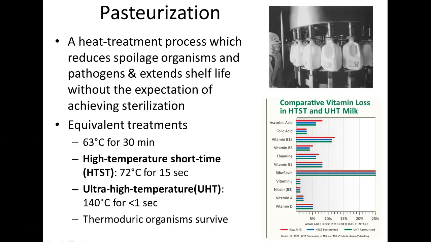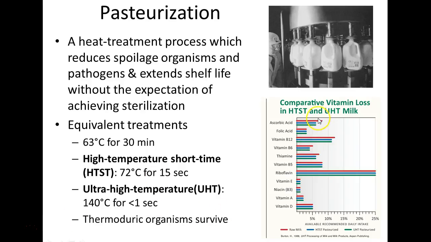So, 63 degrees Celsius for 30 minutes, that's low temperature pasteurization. You can also do very high temperature, very short time, 72 degrees Celsius. You can get equivalent effects in 15 seconds. And 140 degrees Celsius, this is called flash pasteurization. That can be done in less than a second, where many things die, but thermoduric organisms, very hard, tough organisms, survive.